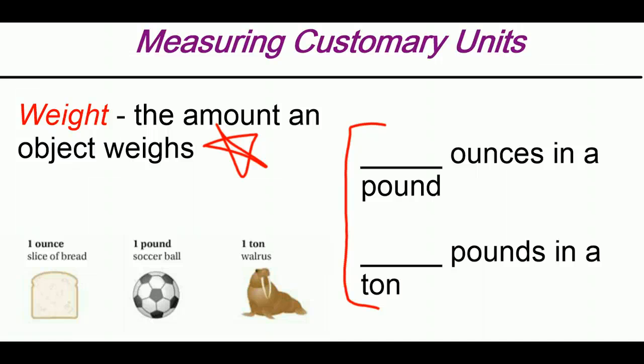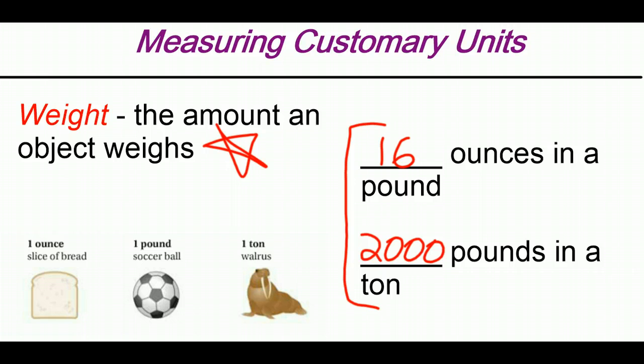So, we have 16 ounces in a pound. And for pounds in a ton, there are 2,000 pounds in a ton. So a ton is much, much, much larger than a pound is.